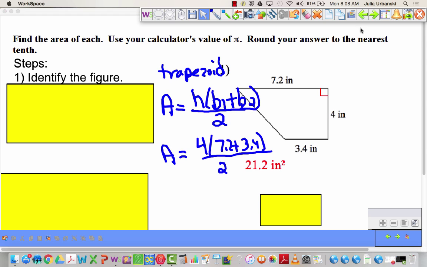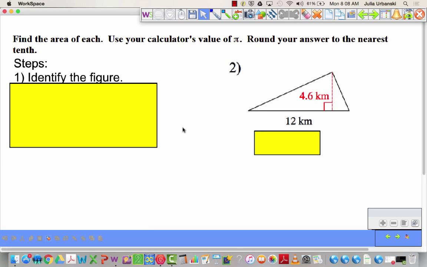Alright, next one. I want to see 2 things on your Notability. I want to see the name of the shape and the formula that you're going to use. Name the shape and the formula you're going to use. Two things on your screen. Good. Name the shape and the formula that you would use with that shape. If you don't do this step first, then you might just start plugging numbers into the wrong places. Good, excellent.